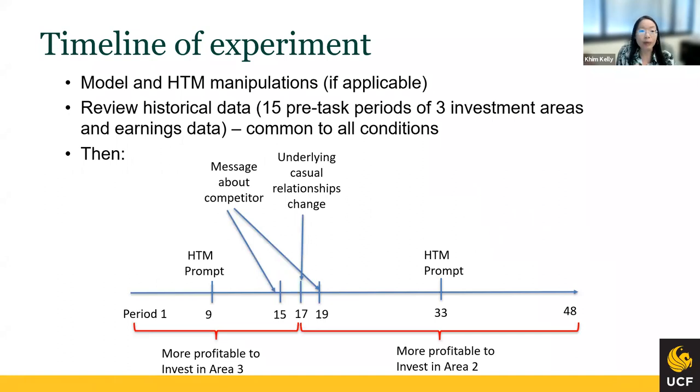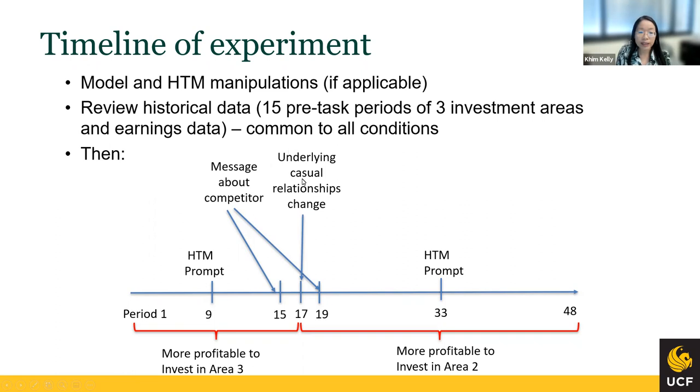Okay, timeline of the experiment, what it looks like. I have people exposed to the model and the HTM manipulations, if applicable. They review historical data, 15 pre-task periods of the three investment areas and the earning data. This historical data is common to all conditions. And this 15 pre-task periods, they will show that area three investment is the best, all right? So it's consistent with the model. And then I have 48 periods where the participant is making investment allocations.